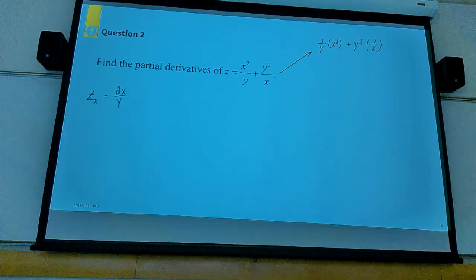Sum rule, right? Derivative of sum of the derivatives. Plus, again, y is being treated as a constant, which means y squared is a constant. So it's going to be y squared times the derivative of 1 over x. What's the derivative of 1 over x? There's your partial with respect to x.